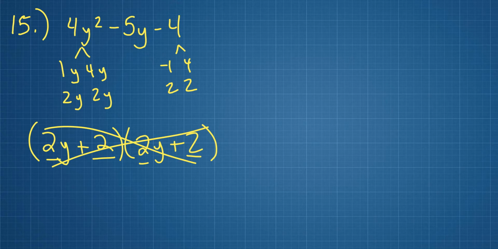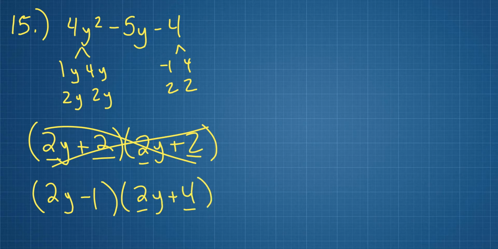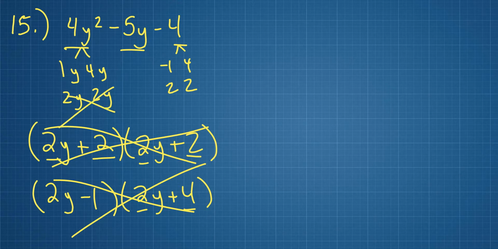Same thing if I try 2y minus 1 and 2y plus 4. 2 would go in common with 2 and 4. And since there's nothing in common in these 3, there's no way that can work. You could try it to get 8y minus 2y, which is 6y, so it's still not going to work. So there's no way 2y and 2y is going to work, and I have to try 1y and 4y.